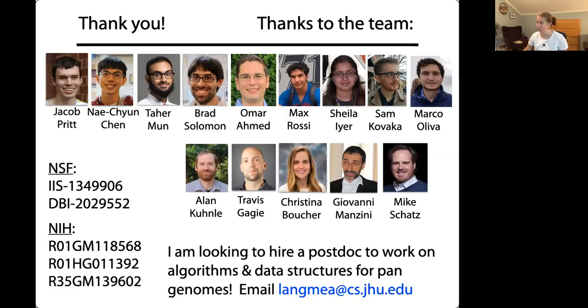And our next question is from Martin. Do long reads also suffer from reference biases? Yeah, yes and no. Yes, in the sense that all those same phenomena happen. Long reads also have alt alleles, so in that sense, it's the same story.